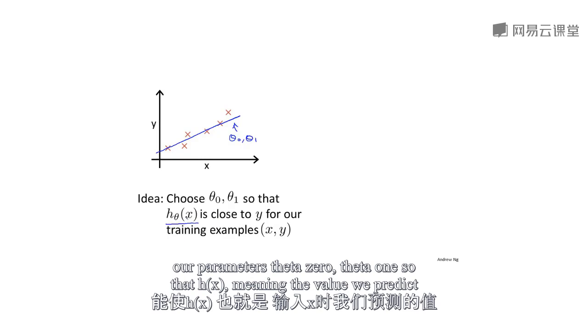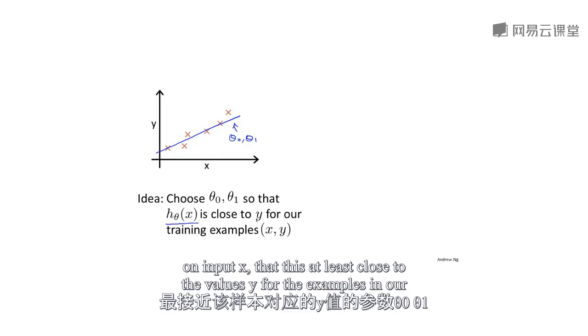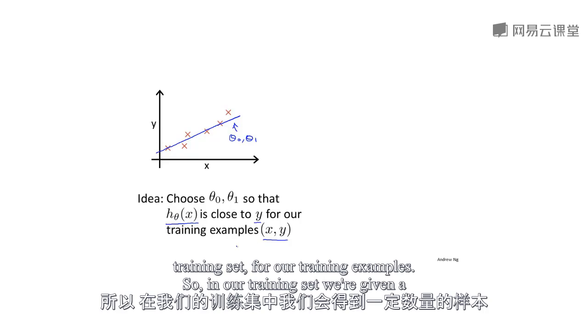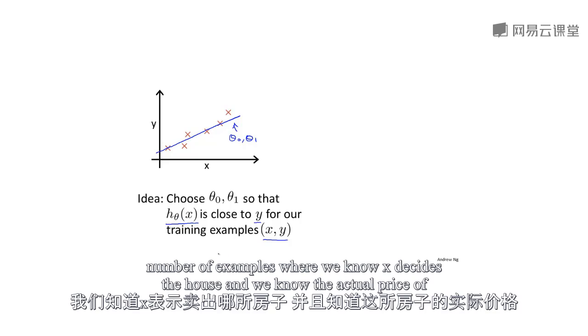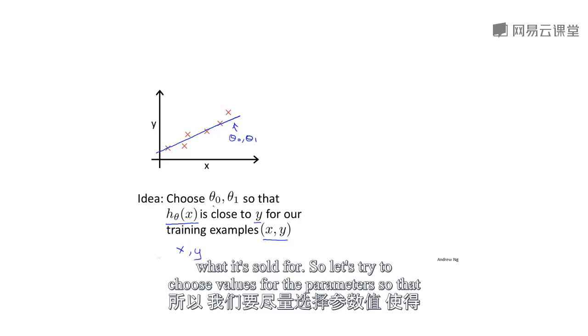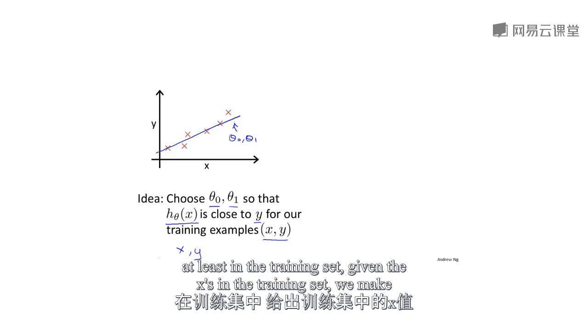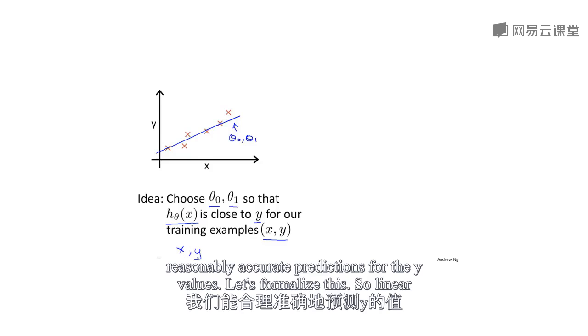The idea is we're going to choose our parameters theta 0, theta 1 so that h of x, meaning the value we predict on inputs x, is at least close to the values y for the examples in our training set. So in our training set, we're given a number of examples where we know x, the size of the house, and we know the actual price it was sold for. So let's try to choose values for the parameters so that at least in the training set, given the x's, we make reasonably accurate predictions for the y values.